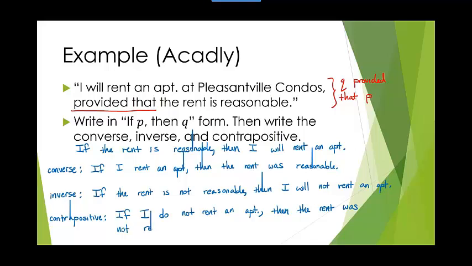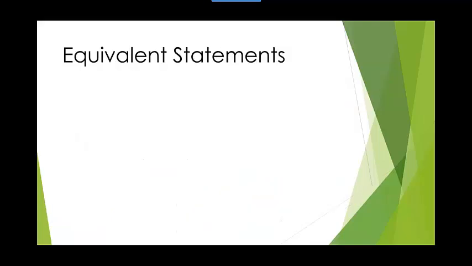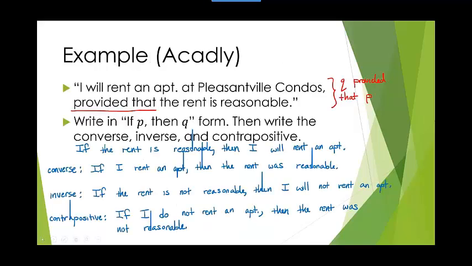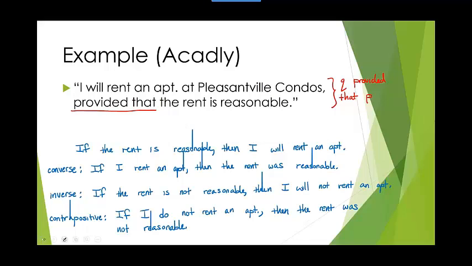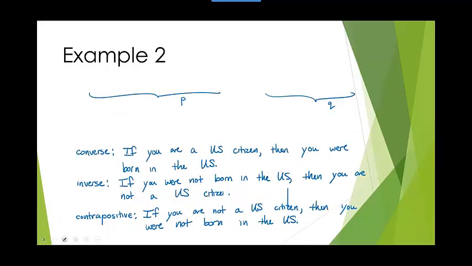Okay, so you first make sure that the sentence is in if P then Q form, which means you may have to rearrange the order. After that, you can do all the switching and negating. So just be aware of the order. Okay, so let me go back for a second, to the previous example.